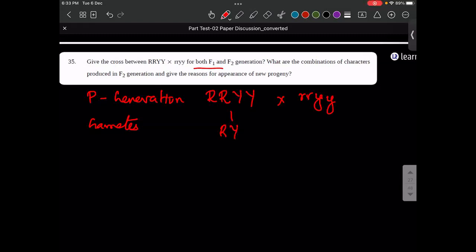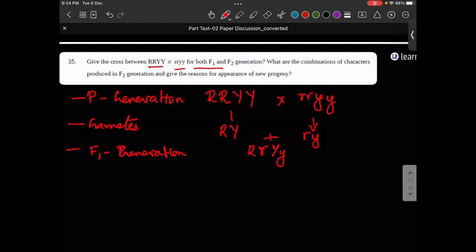And on the other side, it's small r, small y. So together it is capital R, capital Y, small y. Correct? And next to that, here you have to write F1 progeny or F1 generation. Okay? F1 generation or F1 progeny. This carries equal importance. You have to mention it. So, the cross between this and this, you have to do first.